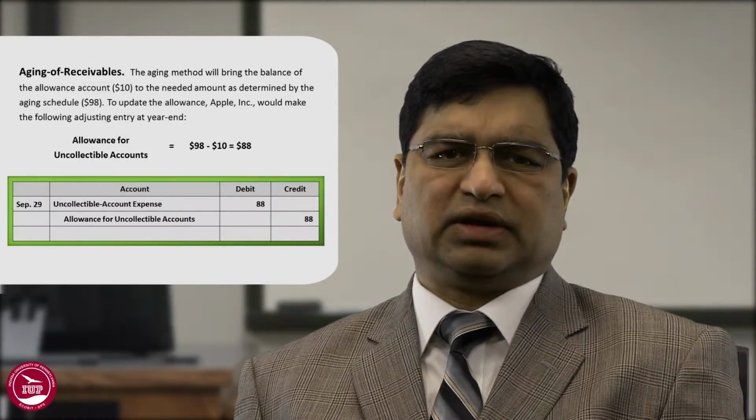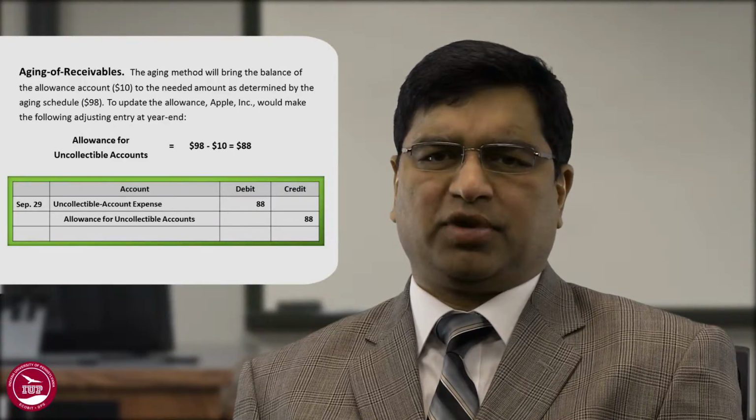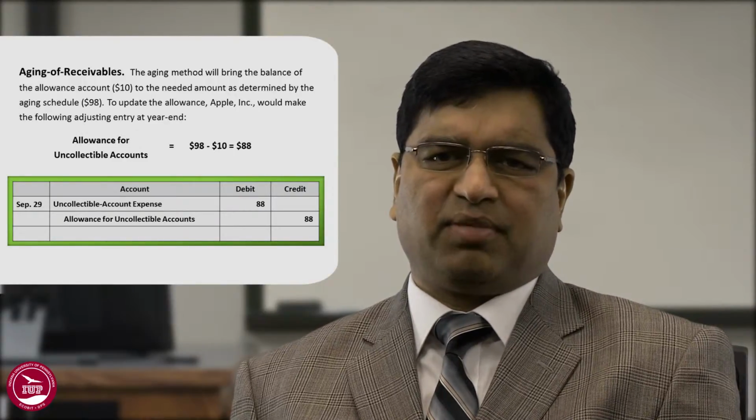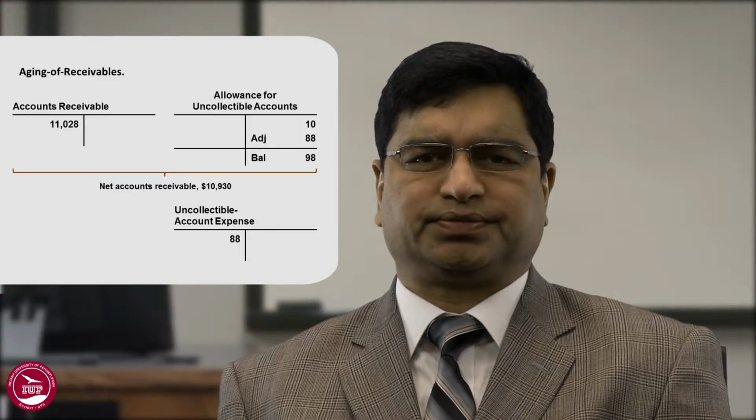If you look at the posting of the journal entries, you had an opening balance of $10 million. We needed a balance of $98 million. Therefore, we credited the allowance for uncollectible accounts for $88 million, and the expense account for uncollectible is debited by $88 million.